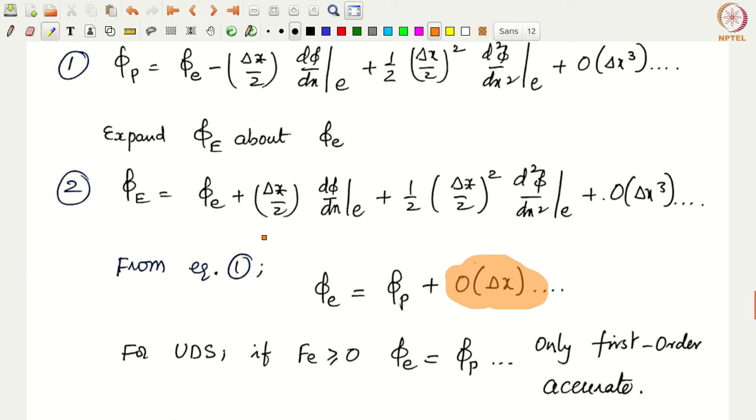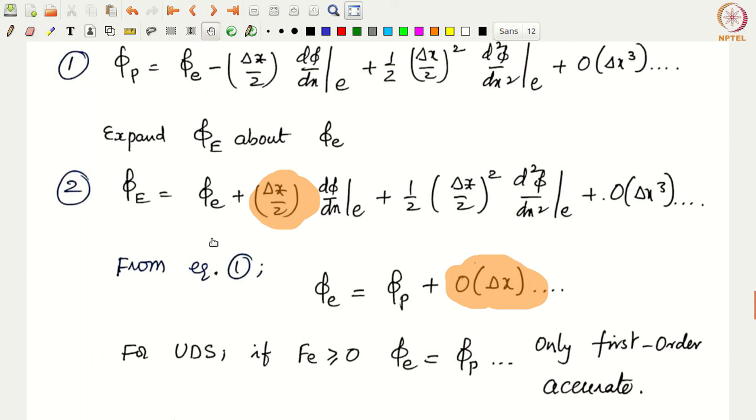Similarly, if Fe is less than 0, we say that phi little e equals phi capital E. That also gives you an order delta x, for the upwind direction, if the mass flow rate changes. So the upwind difference scheme is only first order accurate in space. That needs to be understood.